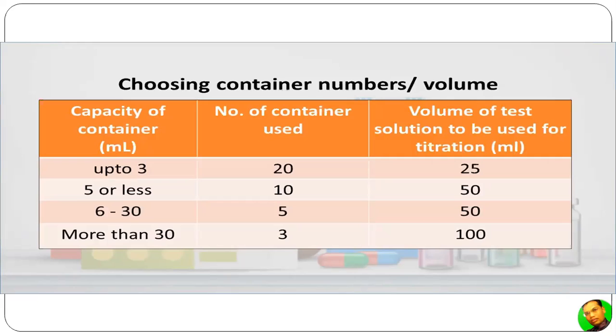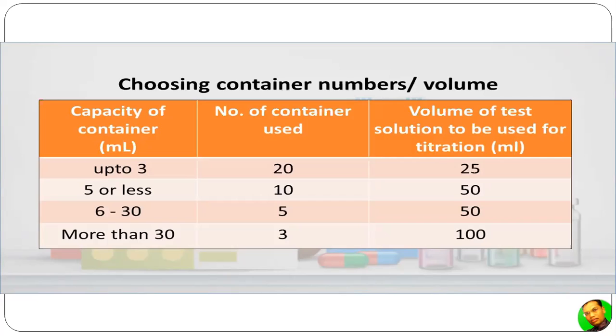If the container is 5 ml or less, then the number of containers used is 10, and the volume of the test solution to be used for titration is 50 ml. If the capacity of the container is within the range of 6 to 30 ml, the number of containers to be used is 5, and the volume of the test solution for titration is 50 ml.